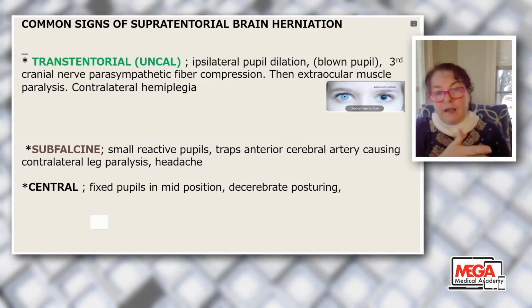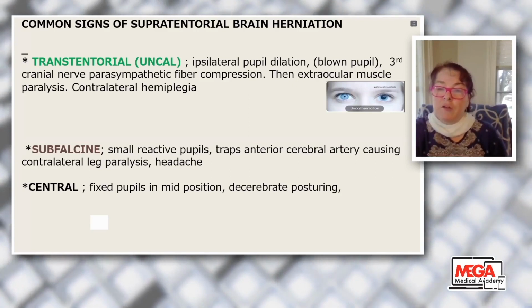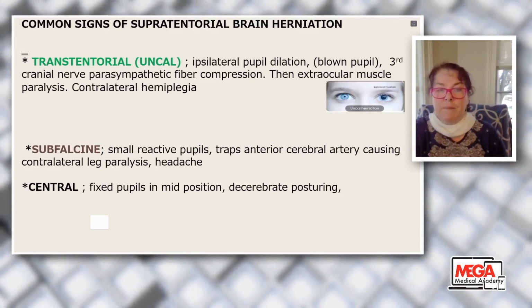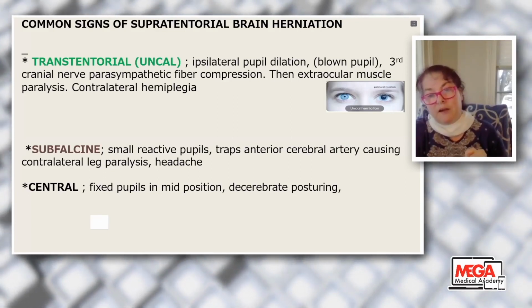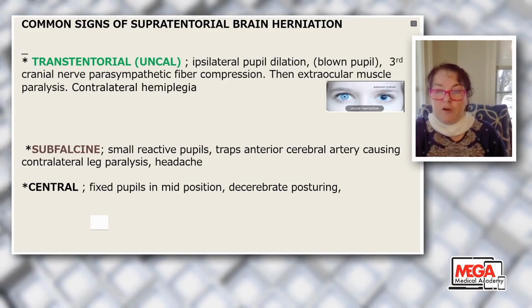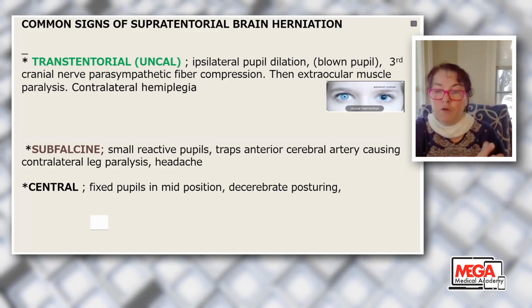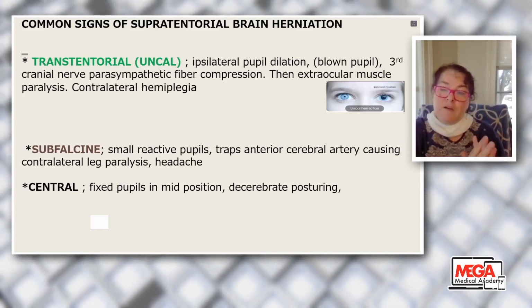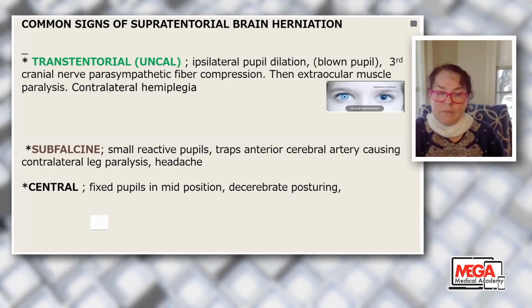So what would you see? Well, for the uncal transtentorial herniation, the most common, or probably the first sign, is unilateral pupil dilation, which we call a blown pupil. That's because there's pressure on the parasympathetic nerve fibers of the third cranial nerve. Then you might start getting extraocular muscle paralysis and contralateral hemiplegia.